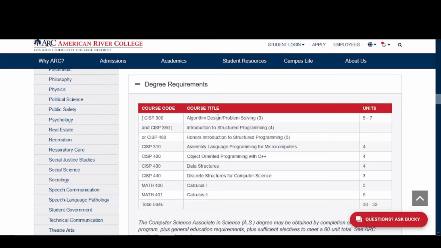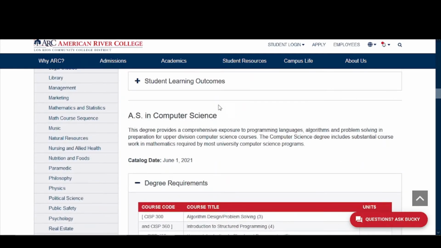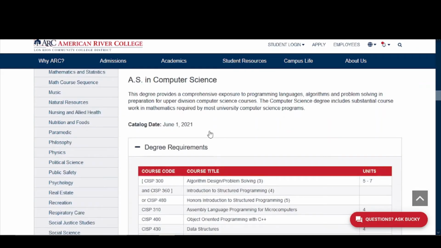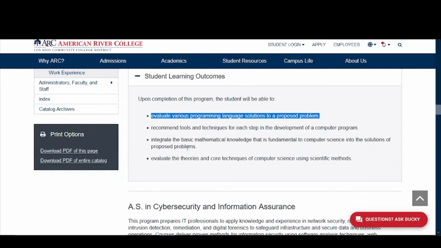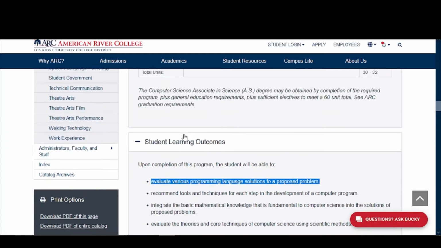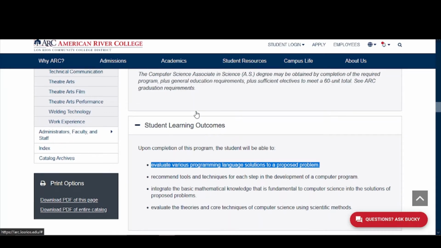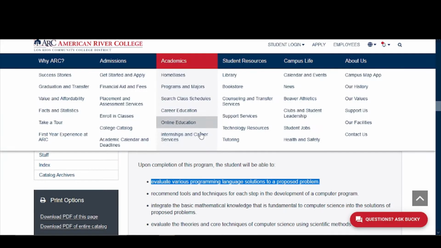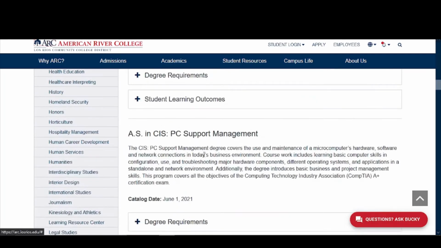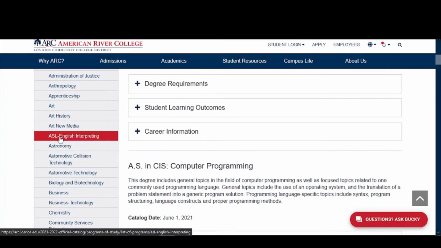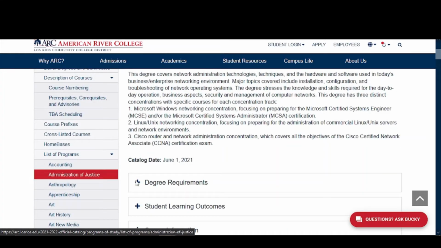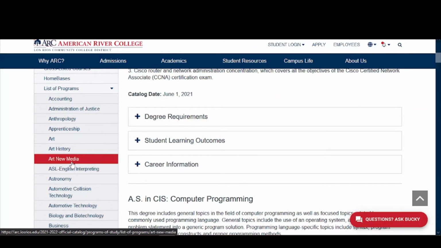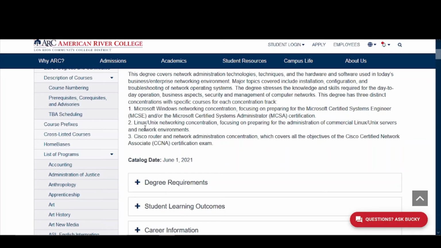Every so often, I think it's every couple years maybe, suppose for example they're auditing the Associate in Science in Computer Science. They will go through each of these courses and ensure that each of these student learning outcomes are met. And if they aren't, then obviously things need to change. Of course, this can be a problem because American River College offers a lot of programs of study, and each of these programs of study has a lot of courses.